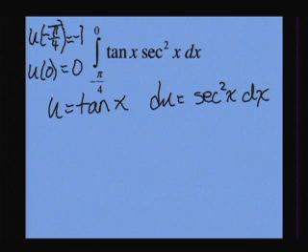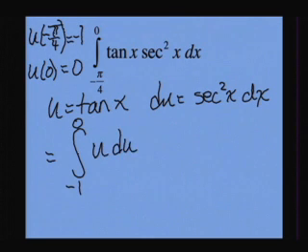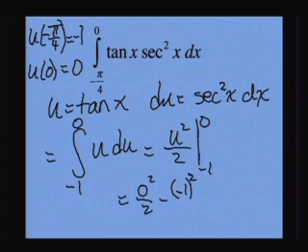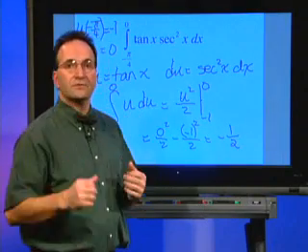So our integral becomes the integral from negative 1 to 0 of u du, which, as we saw earlier, is u squared over 2, and we evaluate from negative 1 to 0. And this time, we take 0 squared over 2 and subtract negative 1 squared over 2, which equals negative 1/2. All right, so that's your answer to that pause video.